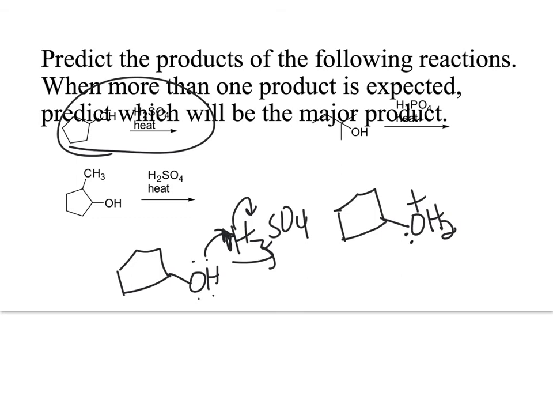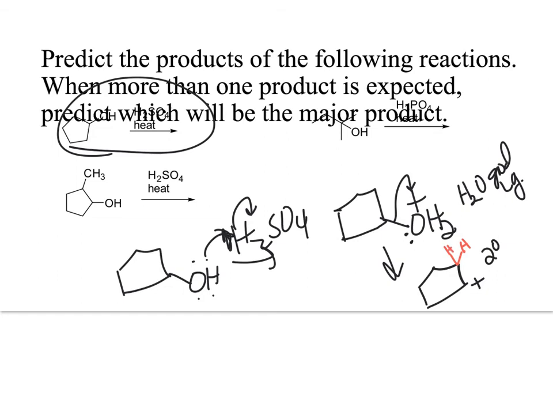So then with heat, this will leave. So water is a good leaving group. And what happens then is you get a carbocation. And this is a secondary carbocation. And the neighboring hydrogens then will get removed by H2SO4, which becomes HSO4 minus. And that is a strong enough base to deprotonate the neighboring hydrogens to give you an alkene.